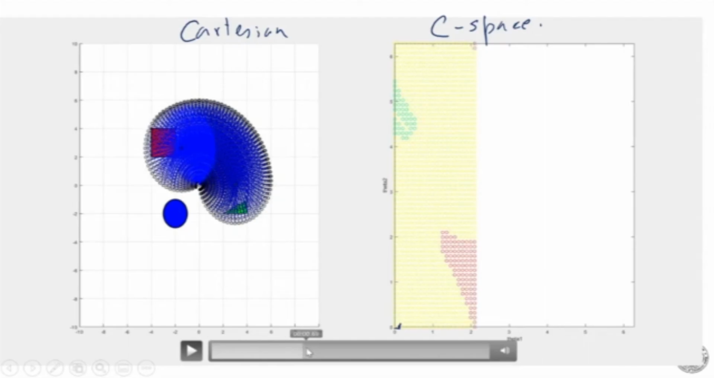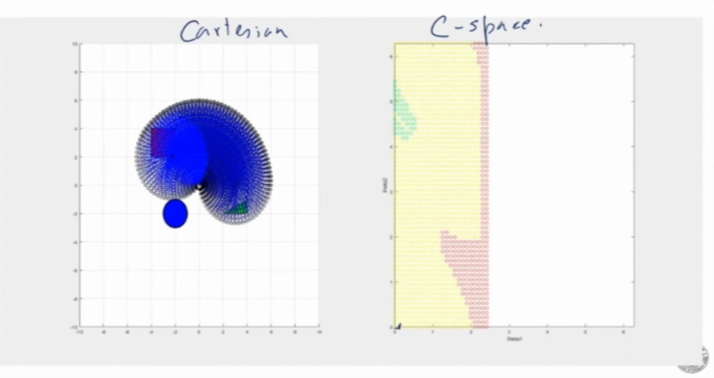You can see that it is hitting the red one. It is going further. Now it is hitting the red one. Both the links are hitting the red one. So you can see that the red color has extended right till the top. That means theta 2, completely theta 2 is hitting. It has almost gone inside the object.